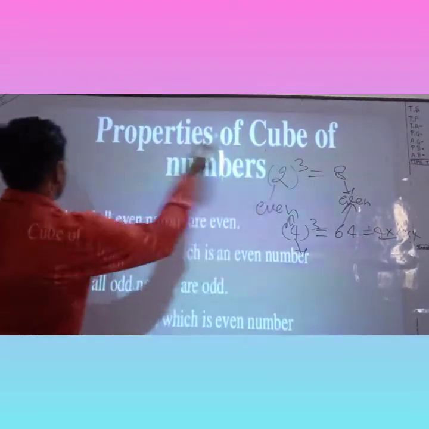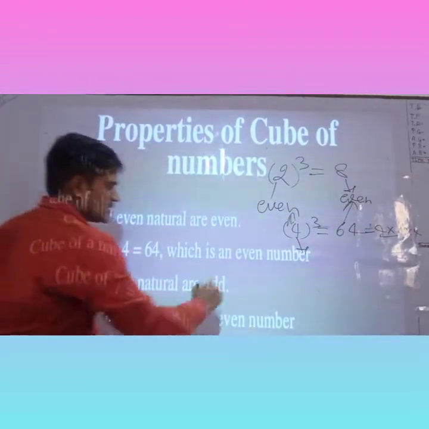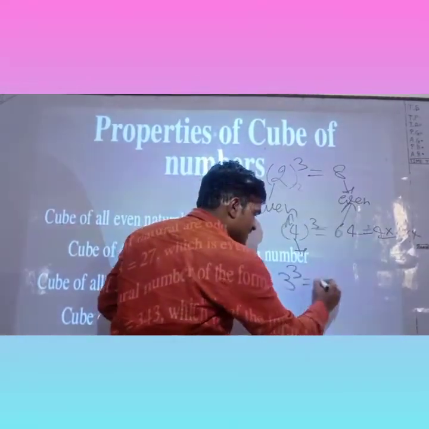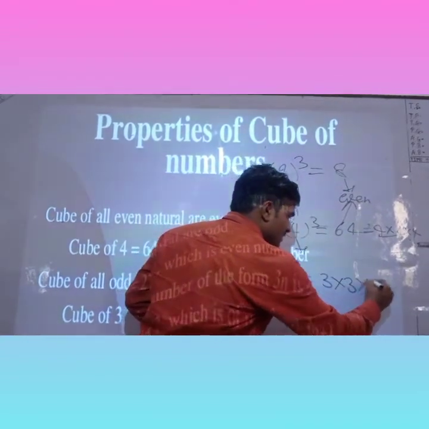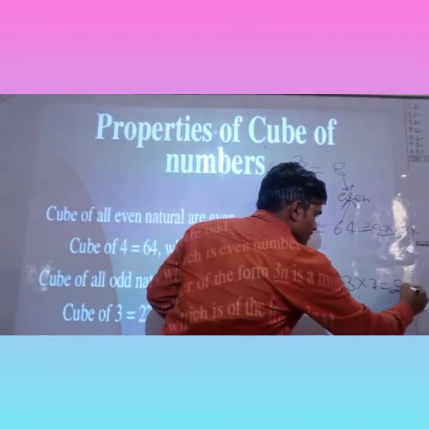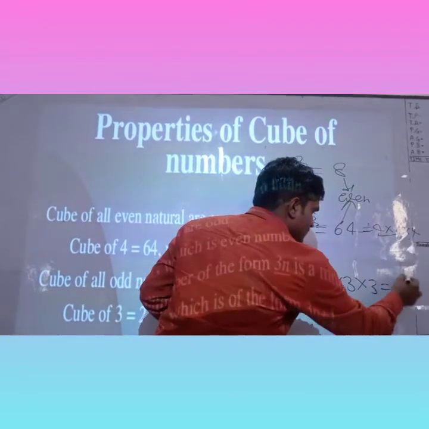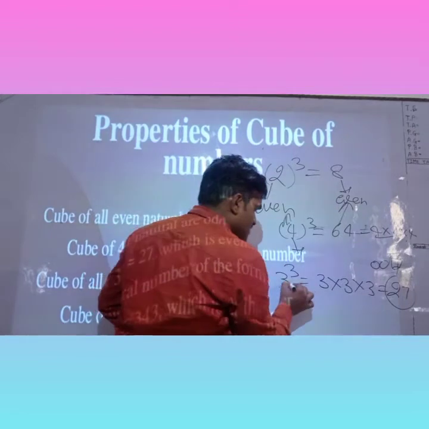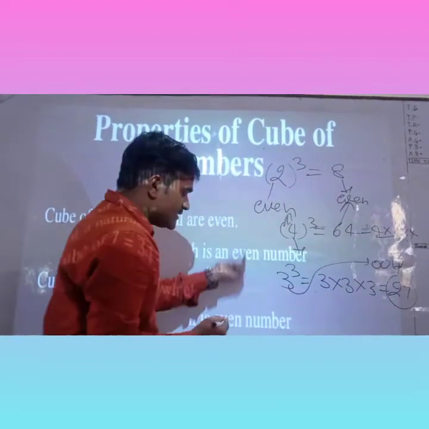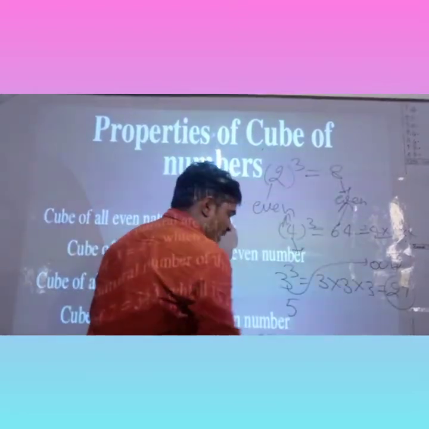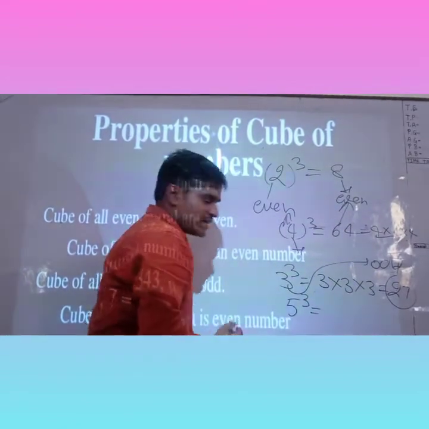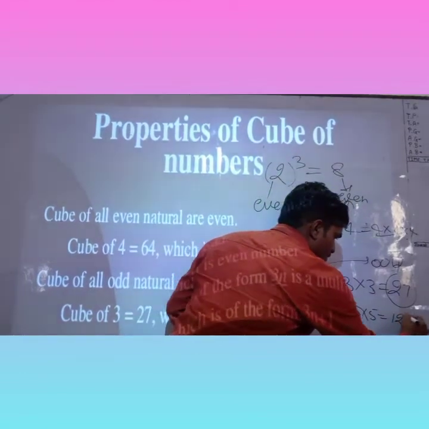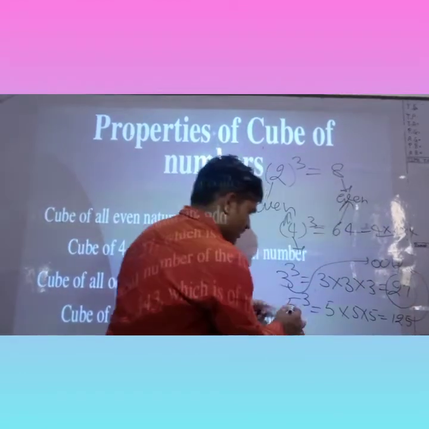So children, let's learn through an example of the cube of an odd number. Take 3. 3 is an odd number. Cube of 3 is 3 into 3 into 3, that is 27. So children, 27 is odd, as well as 3 is also odd. Like that, we take another number, 5. Cube of 5 is 5 into 5 into 5, which is equal to 125. 125 is odd, and 5 is also odd.